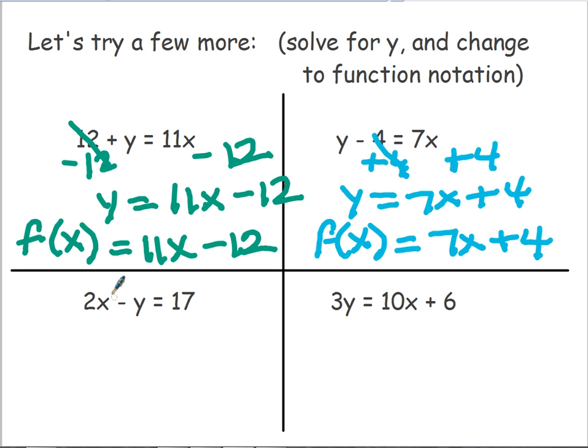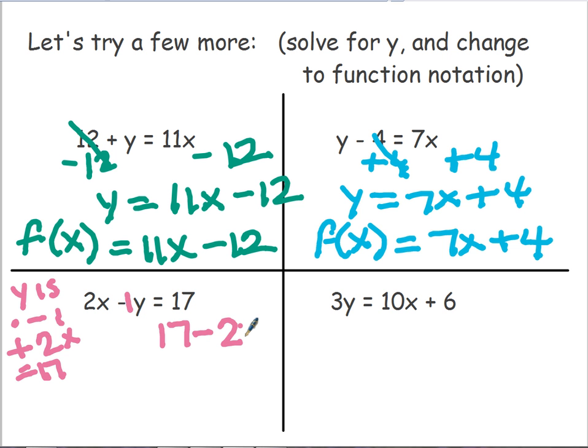Next one, 2x minus y equals 17. I am going to put the 1 in front of my y. So now I'm going to say y is, first of all, being multiplied by negative 1. Because this 2x is positive, I can say it's being added to 2x to equal 17. So when I take this in reverse, I'm going to start with 17. Now I'm going to subtract 2x. I'm going to divide by negative 1 to equal y.